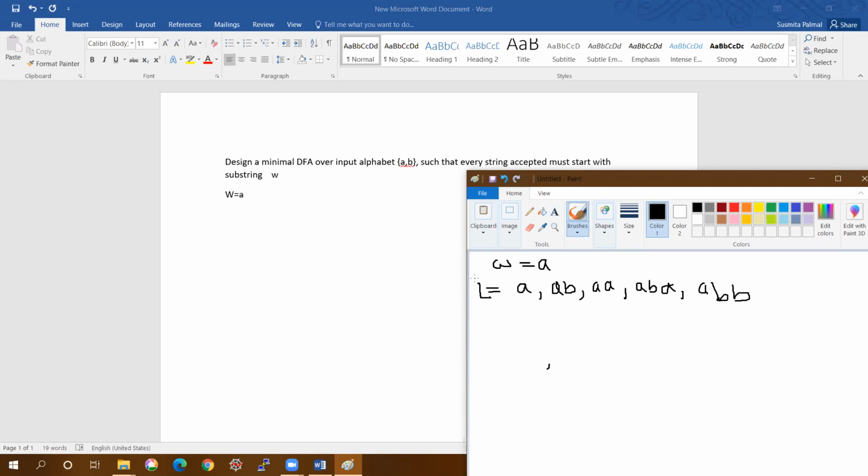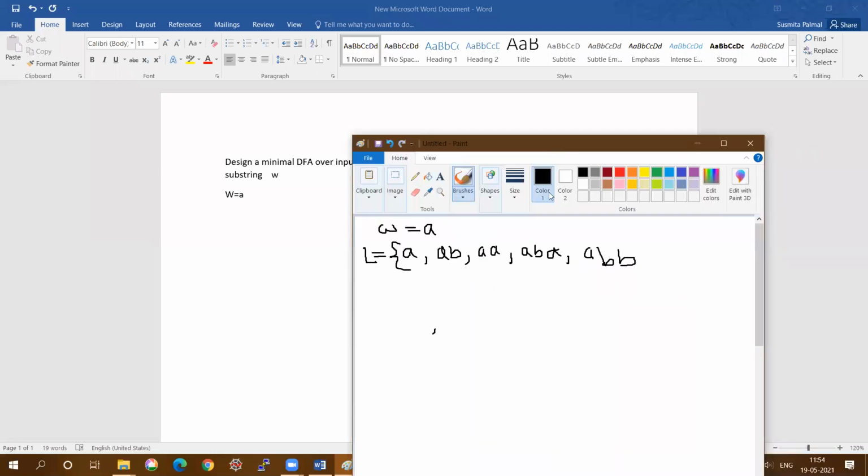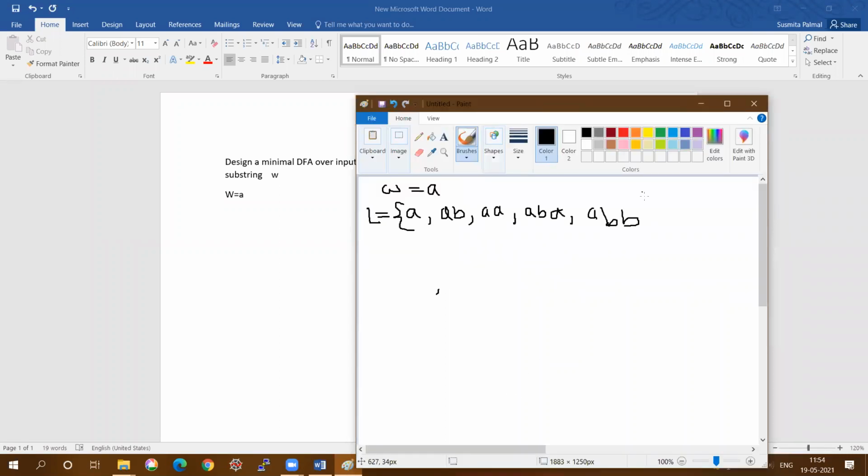I'm denoting our language as L. This contains all the strings which start with A, followed by any number of A's and any number of B's. So is it finite? It is not finite, because after A, how many B's come and where will they come? We don't know. Voice is not audible.